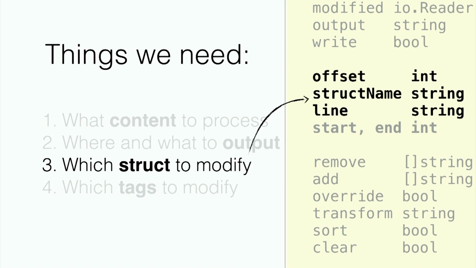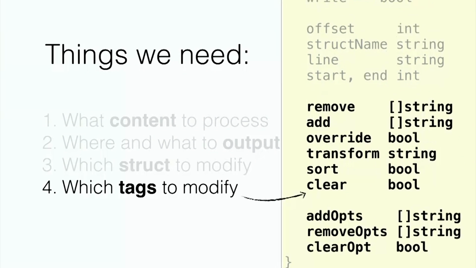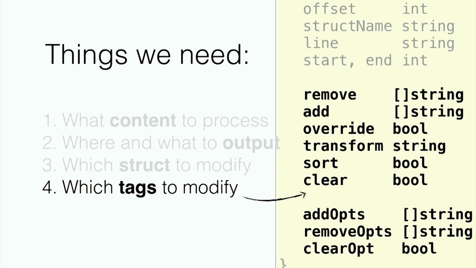And then we also need a way to find which structs we want to modify. There are a couple of ways, and I'm going to explain them in a bit. Finally, we need to tell the tool what tags we need to modify, or what key pairs we want to remove. If you want to override it, for the transform you can use snake case, camel case, and there are many other options. And then you can sort them, you can add options, and many more.